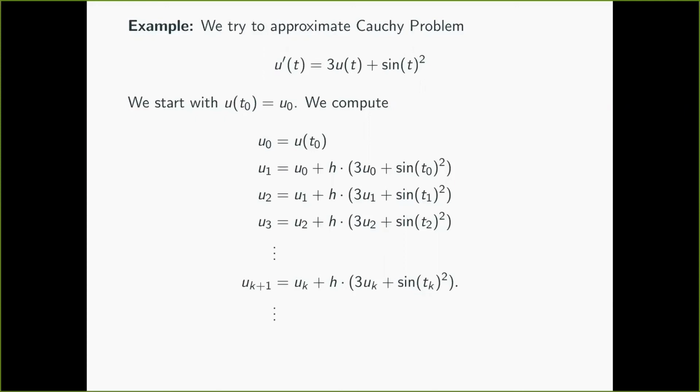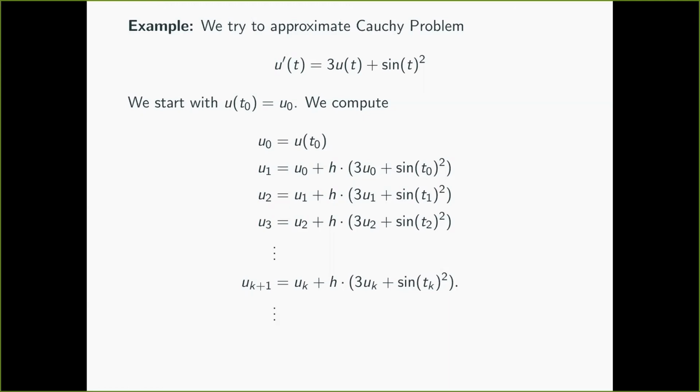Slightly more complicated. We have the Cauchy problem u prime of t is equal 3 times u of t plus sine of t squared. We can just plug in the formula. This time the system is non-autonomous. And we compute u0, which is already known, so we already have that value to start with. Then we compute u1 equal u0 plus h times f of t0,u0, which is 3 u0 plus sine of t0 squared.